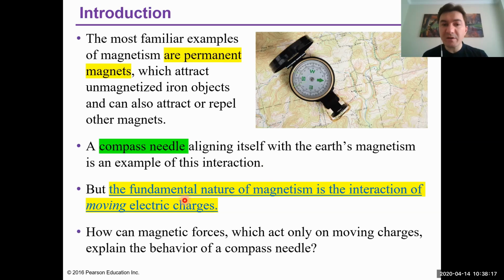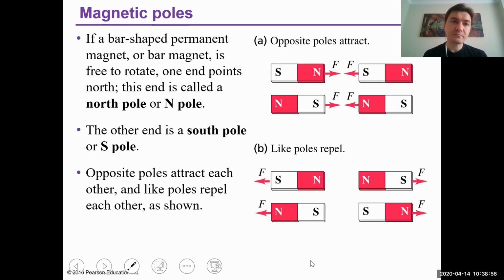But the fundamental nature of magnetism is the interaction of moving electric charges. So after that lecture, you will learn how magnetic forces, which act only on moving charges, explain the behavior of a compass needle. So you will see all the things within that chapter. So now let's talk about magnetic poles. What is pole? Kutup in Turkish, okay?